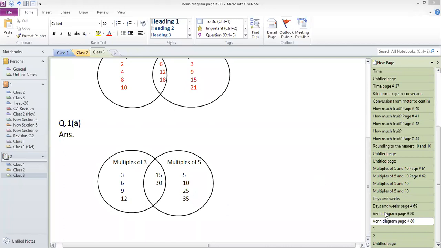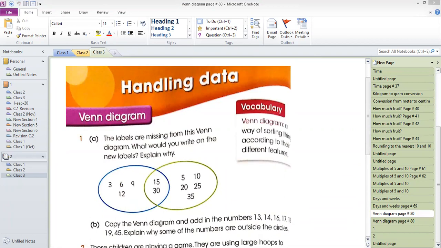Okay, that's very good. Guys, coming to the question number 1B. 1B is saying copy the Venn diagram and add in the numbers 13, 14, 16, 17, 11, 18, 19, and 45. Explain why some of the numbers are outside the circle. Now what you have to do, guys, you have to draw this Venn diagram again. Again, you have to draw, but you have to write these numbers like 13. If 13 belongs to multiples of 3, write here. If 13 belongs to multiples of 5, write in multiples of 5 here.